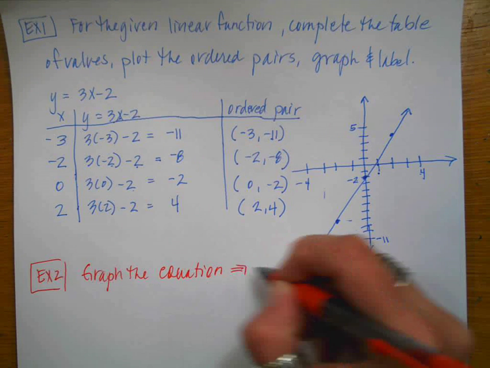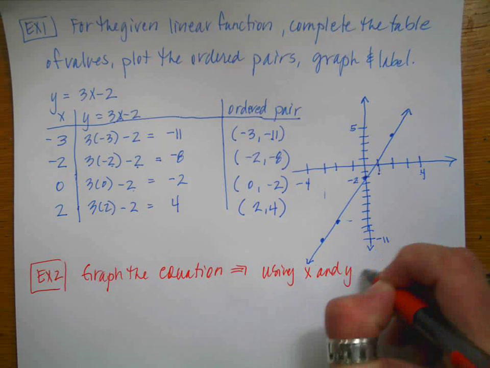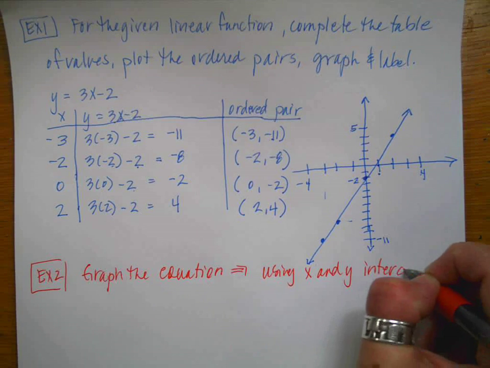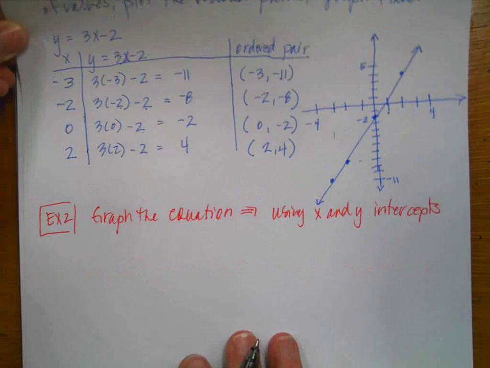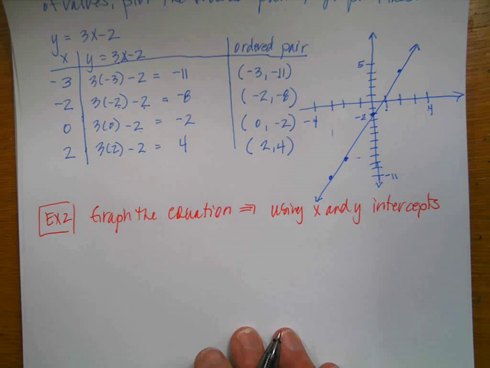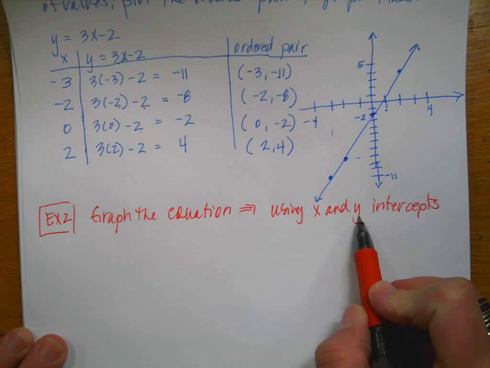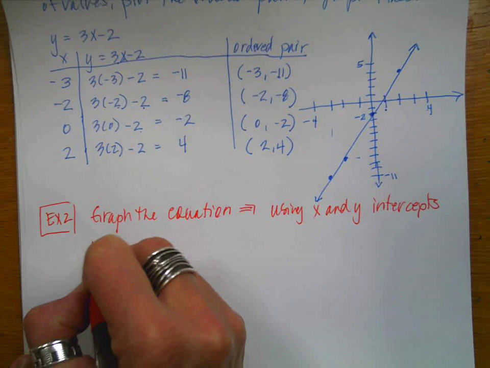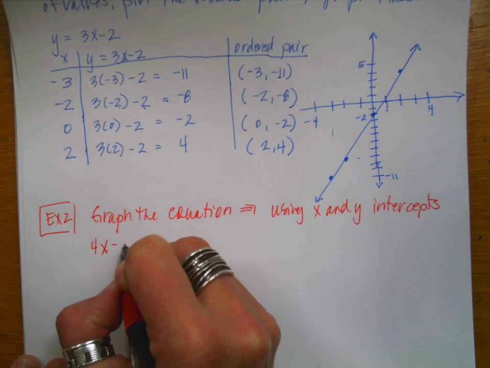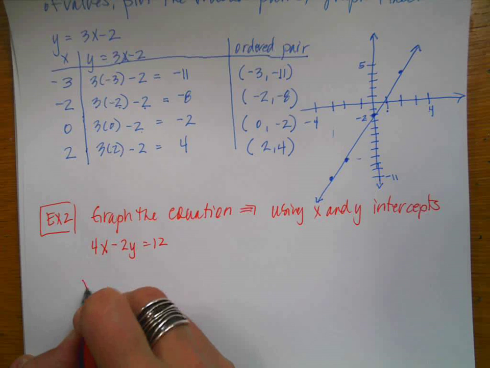And we're going to graph it a little bit differently by using x and y intercepts. This is actually one of my favorite ways to graph a line because 2 points define a line. So the x-intercept is 1 point, the y-intercept is 1 point. Graph 2 points, connect the dots, ta-da, done. So my equation is going to be 4x minus 2y is equal to 12.